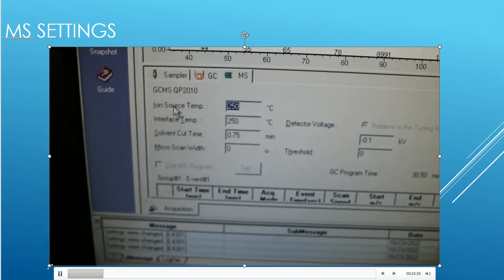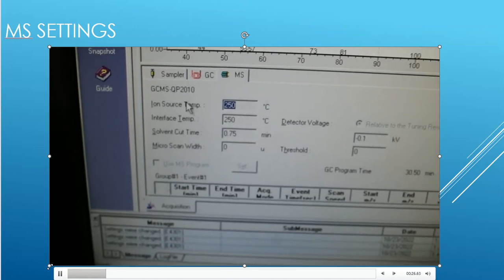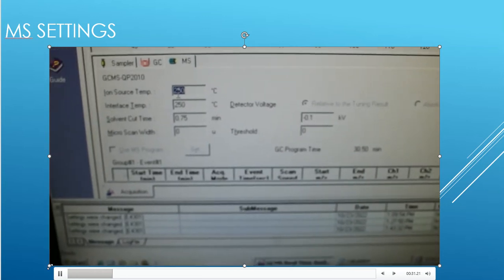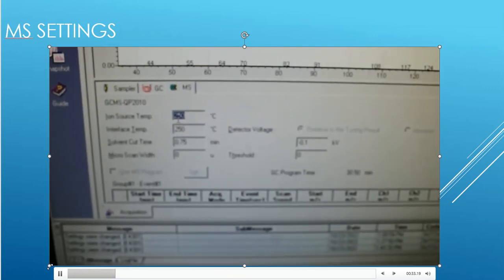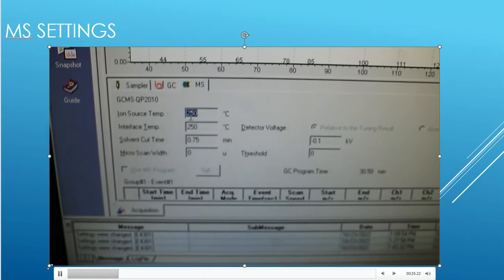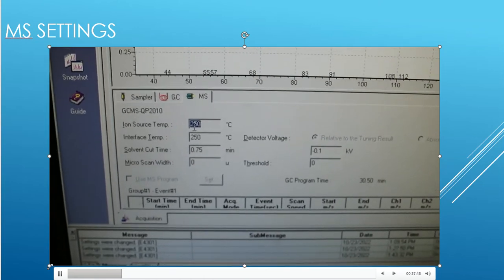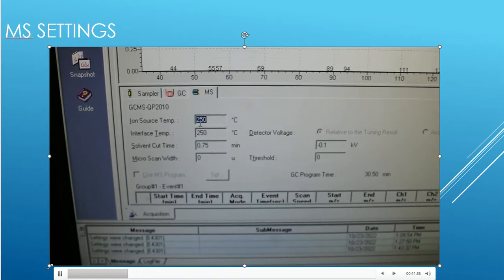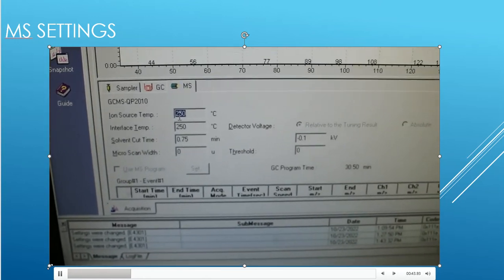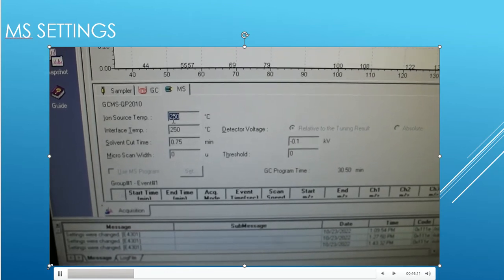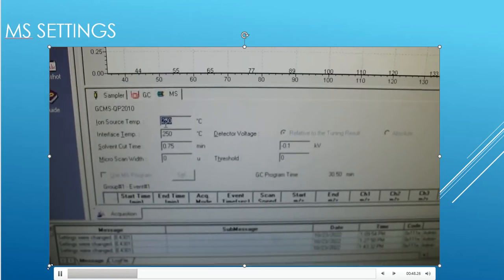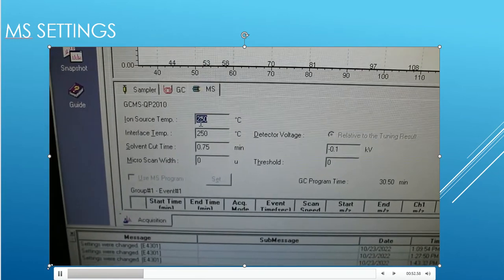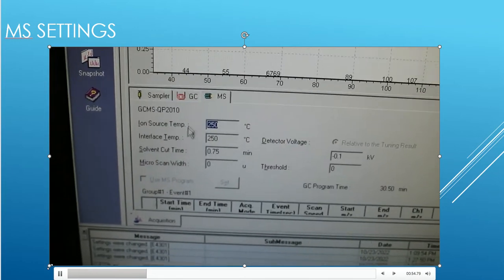First off, you see an on source temperature. This is the area that the electron beam is located, and as the compounds come through, they're going to basically break up, you're going to knock some teeth out, and then those fragments will go down the chamber. That has to be heated, and the reason that we heat that is to make sure that these compounds that I'm injecting on the inside will stay as a gas form and not condense to a liquid form. So right now this thing is set at 250 degrees as far as the on source temperature.